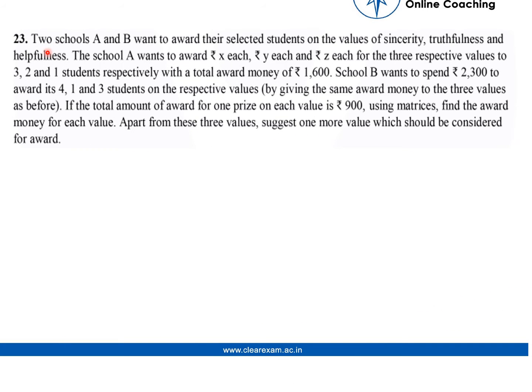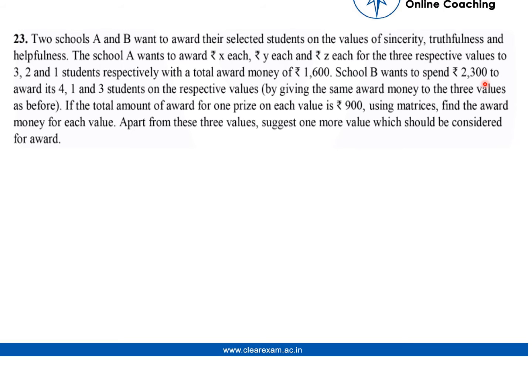The given question is, two schools A and B want to award their selected students on their values of sincerity, truthfulness, and helpfulness. The school A wants to award rupees X each, rupees Y each, and rupees Z each for three respective values to 3, 2, and 1 students respectively, with a total award money of rupees 1600.